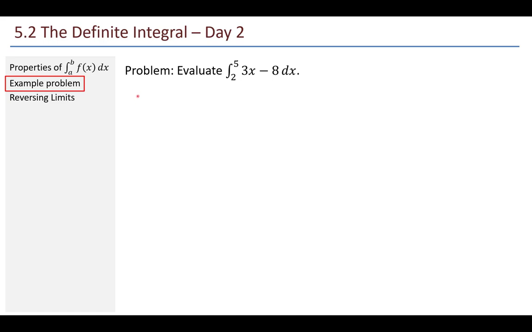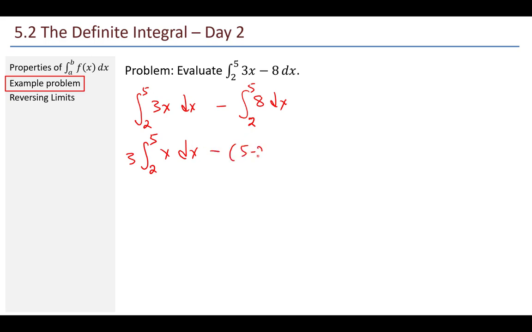Let's see what we can do. The first thing I'll do is use linearity, and I'll break it into two problems. The integral from 2 to 5 of 3x dx minus the definite integral from 2 to 5 of 8 dx. I can use linearity and pull the 3 out. 3, the integral from 2 to 5 of x dx minus, then this becomes 5 minus 2 times 8. Now I need to tackle this integral, and I don't have a rule that's going to tell me the answer, but x is a simple function, and perhaps I can use geometry.